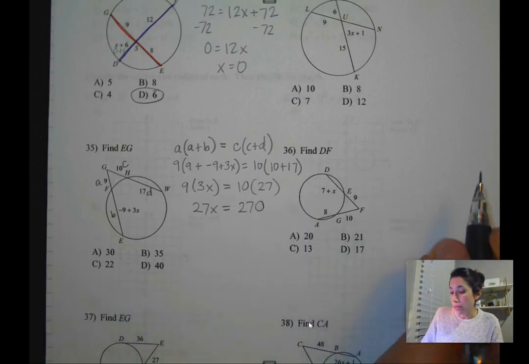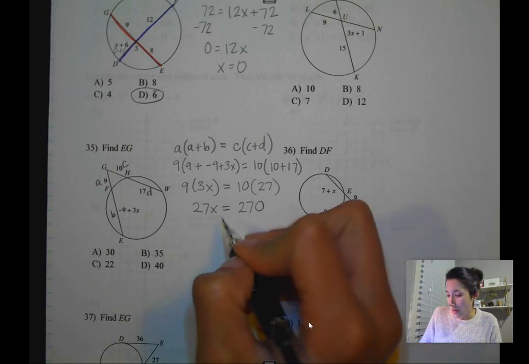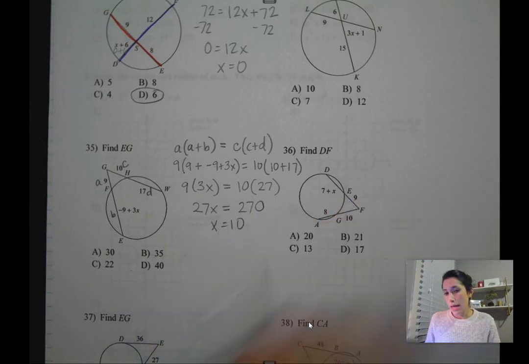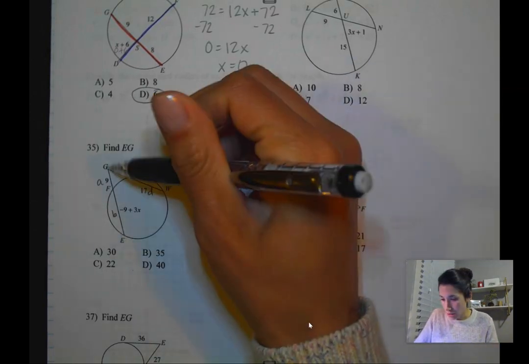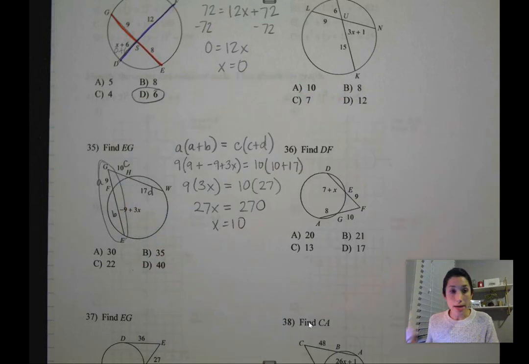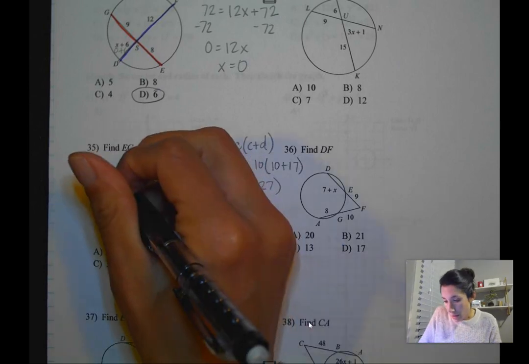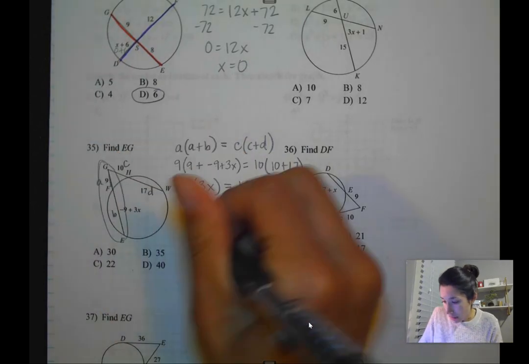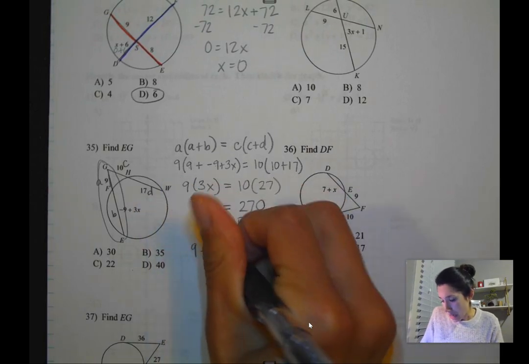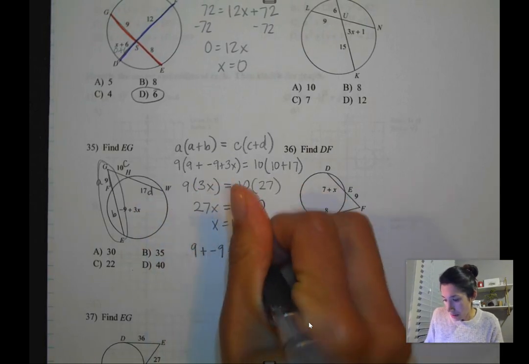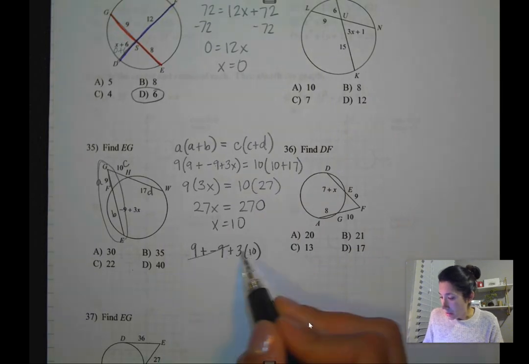So if we divide by 27 on both sides, we will get x equals 10. And once we know x is 10, we are looking for the length of EG. So here's EG. That would be this entire segment here. So all we just need to do is plug in the value of x into that. So we have EG, so we have 9 plus negative 9 plus 3x, and x is 10. So really this is just 0 here, so it'd be 30.